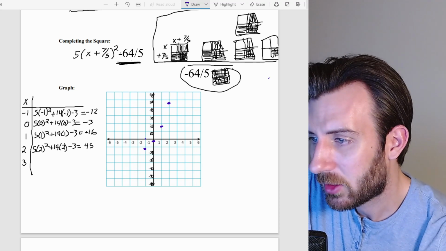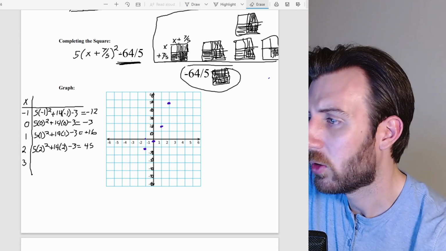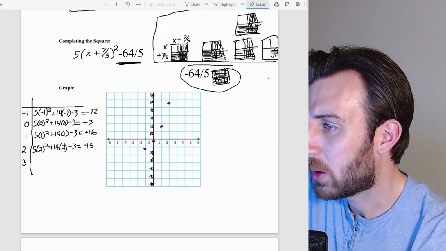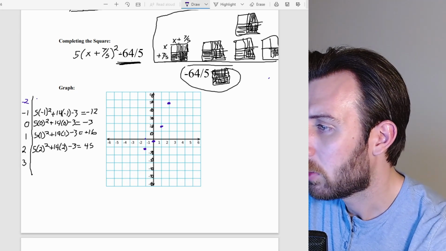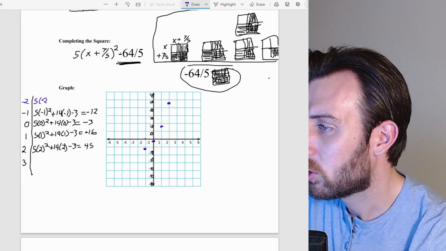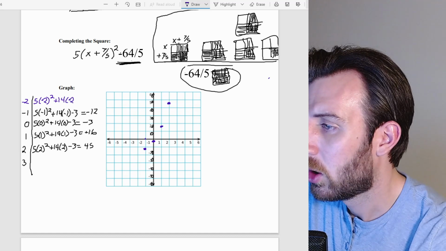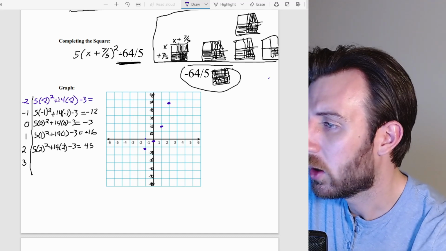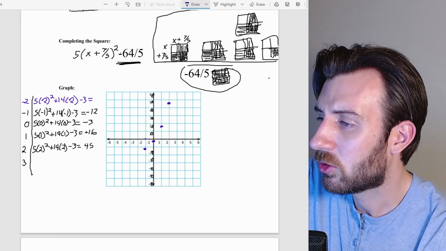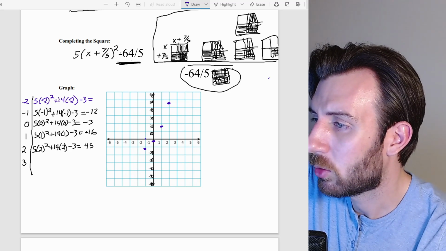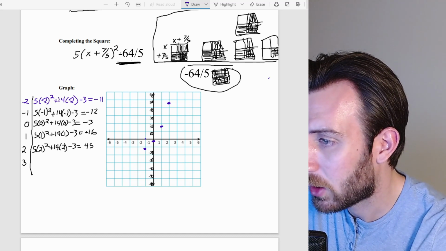Okay, so I've kind of got a little bit of that U shape. It looks like maybe there's going to be more happening over here in my negative direction. So let's adjust my table, expand it out towards the negative direction. We'll try it with negative 2. That would be 5 times negative 2 squared plus 14 times negative 2 minus 3, which would be what? Negative 2 squared would be positive 4, times 5 would be 20, minus 28 would be negative 8, minus 3 would be negative 11. Okay, so at negative 2, I need to go to negative 11. That's going to be right about here.